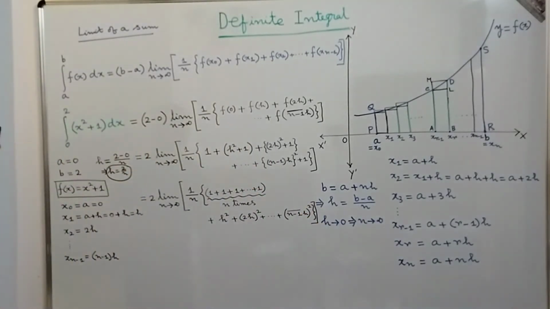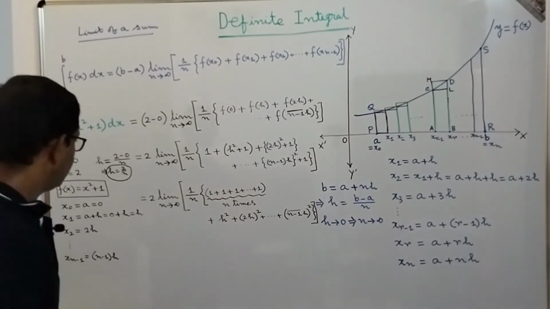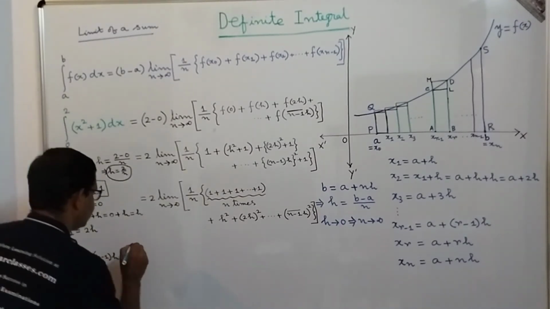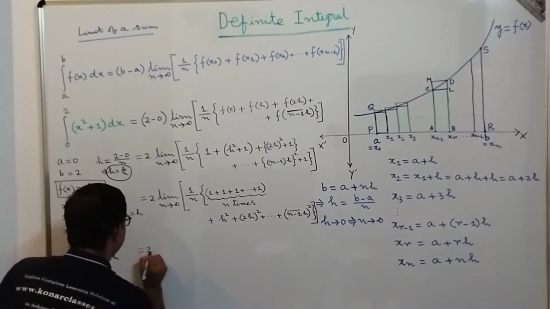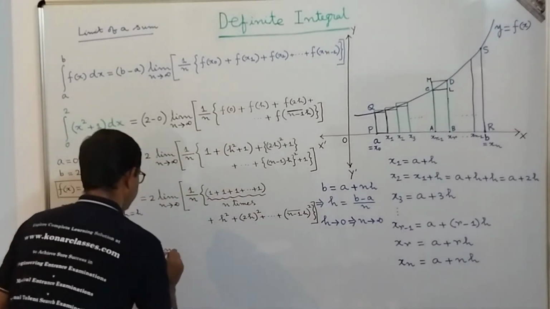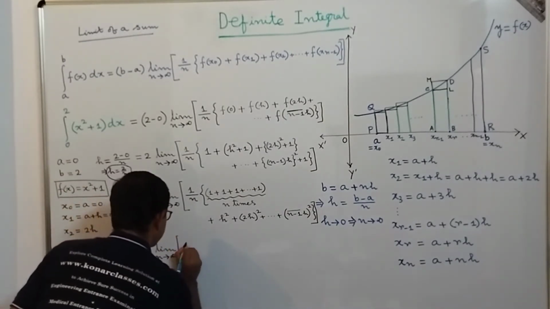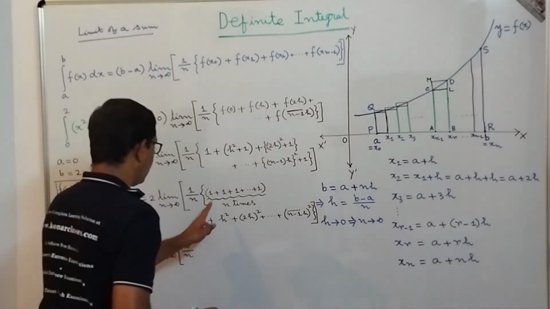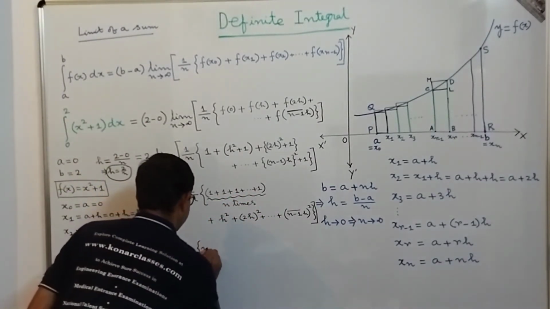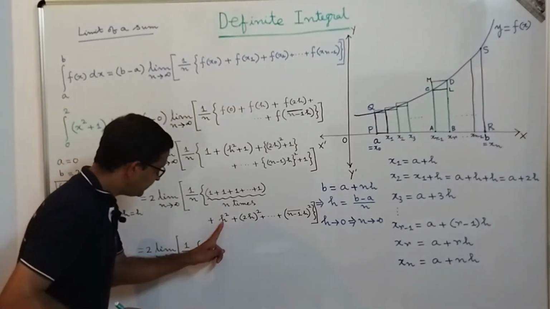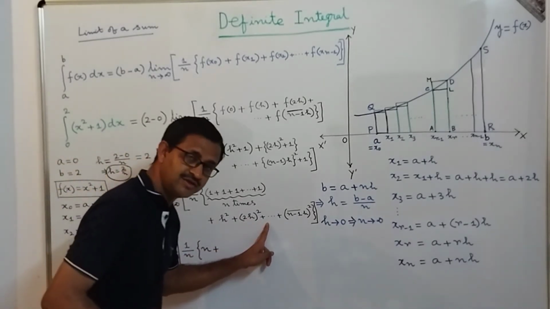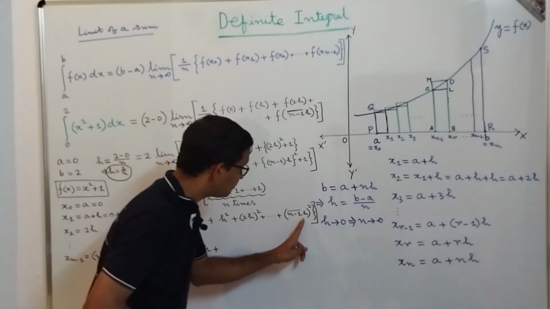And now let us find the value of this limit. So how to find the value of this limit? From here, this is equal to 2 into limit n tending to infinity. What we get here is 1 by n into (1 plus 1 plus 1 up to n times, so it will be n) plus h square, next 2 square into h square, next 3 square into h square, in that way up to n minus 1 whole square into h square.